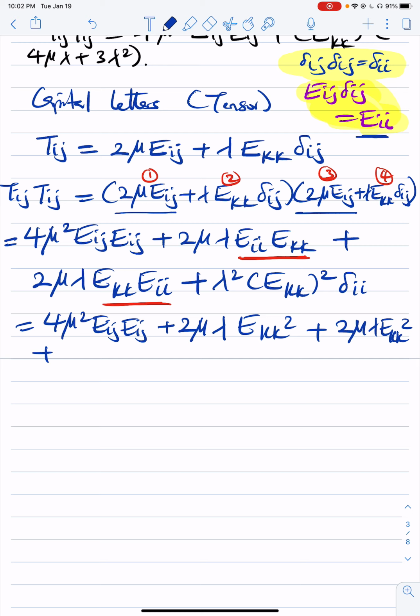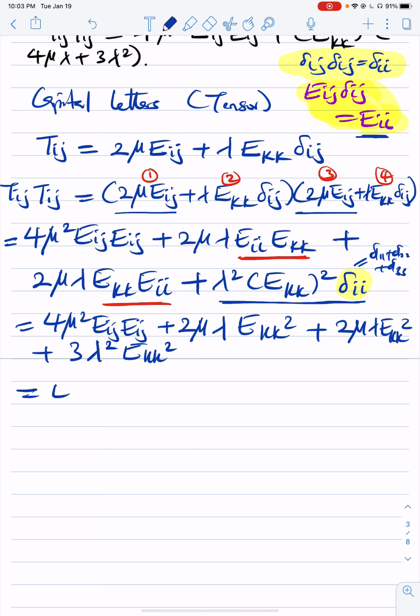Now if you look at this expression, if you remember, delta ii, what is delta ii? Delta ii is delta 11 plus delta 22 plus delta 33, for any matrix. When you sum those values up, you get 3 based on the Kronecker delta, remember. If i is not equal to j, you get 0. If it's equal to j, you get 1, right? So that should give you 3. So you have 3 lambda squared ekk squared. Does that make sense?